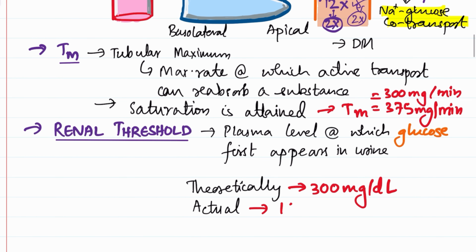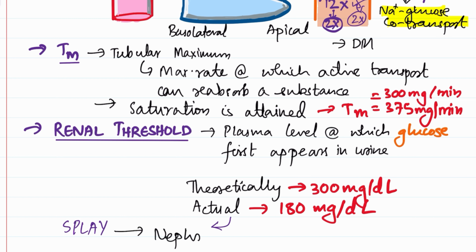However, in reality glucose appears in urine once the blood plasma levels reach 180 milligram per deciliter. Now why is this disparity? We have a disparity of 120 milligram, right? This is due to the concept of splay. Splay basically means that our nephrons do not function equally and maximally, and as a result there is a difference between the theoretical and actual value. In other words, our nephrons are heterogenic in nature.